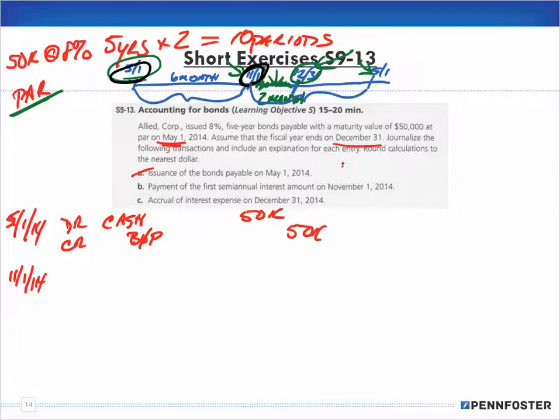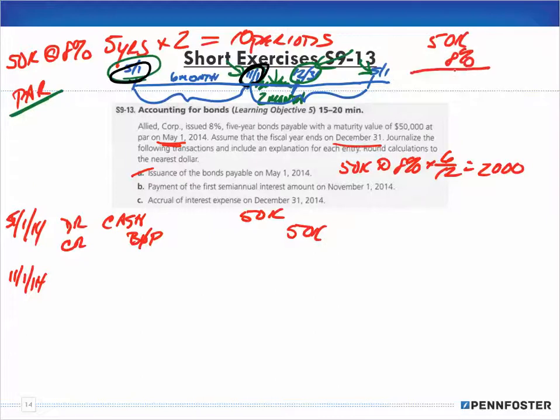It is 50,000 times 8% times 6 over 12, which is $2,000 of interest per payment, right? It's $4,000 interest per year, right? 50,000 times 8% is $4,000 per year, and we're making 2 semi-annual payments, so that's $2,000. Either way you do it, it ends up being the same thing, okay?